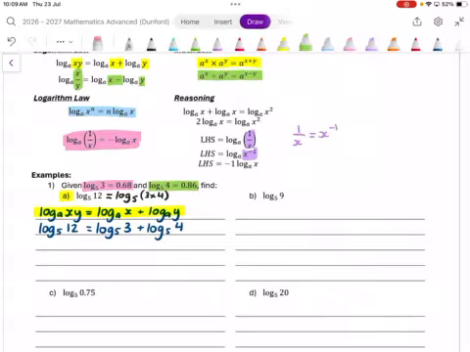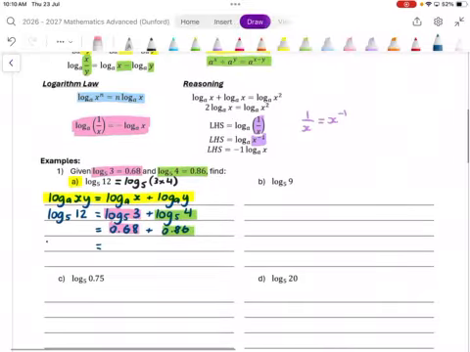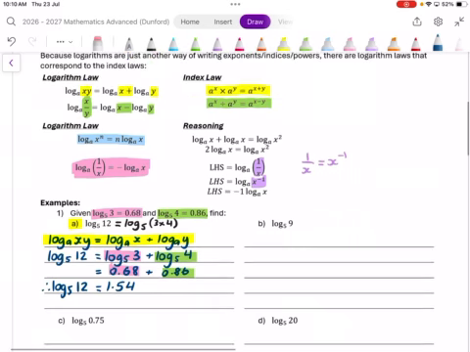So we know that log base 5 of 3 is equal to 0.68. And then we know that log base 5 of 4 is equal to 0.86. So then we can just simply add those two decimals together. Therefore, log base 5 of 12 is equal to 1.54. Does that make sense? So we're just using that property and that law from up above.